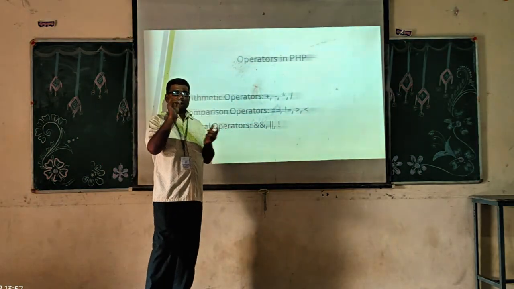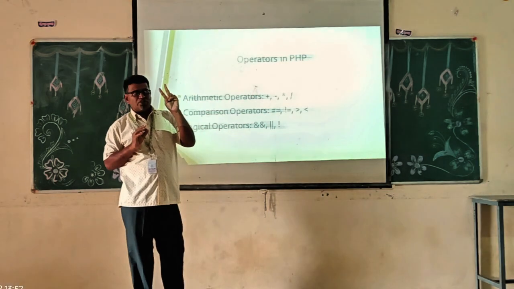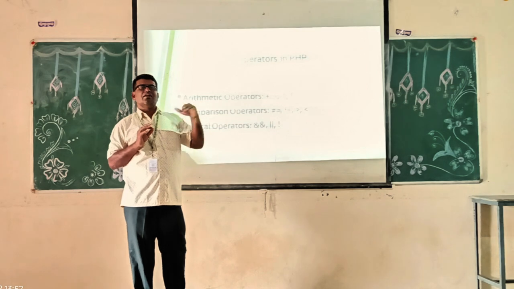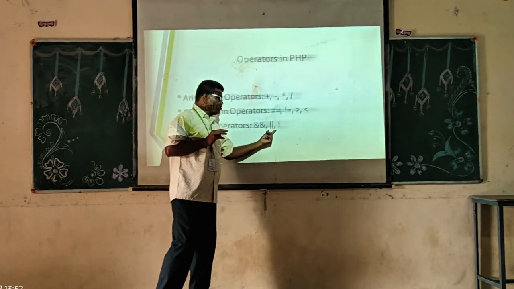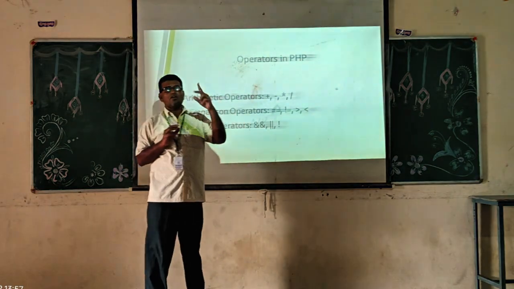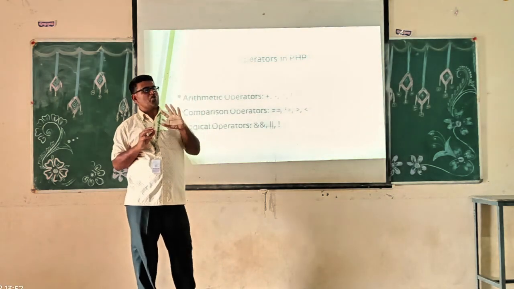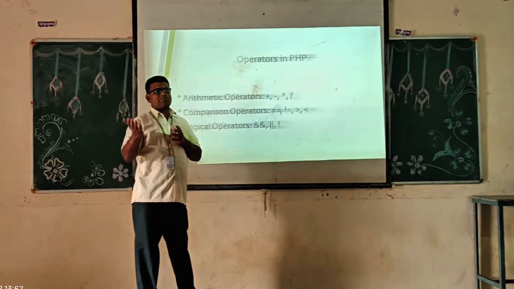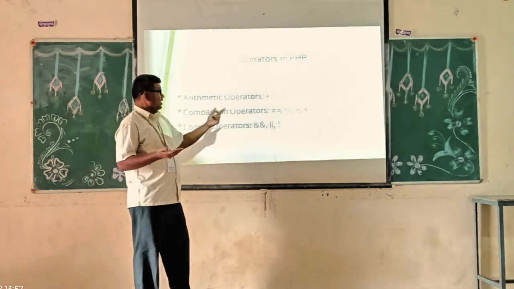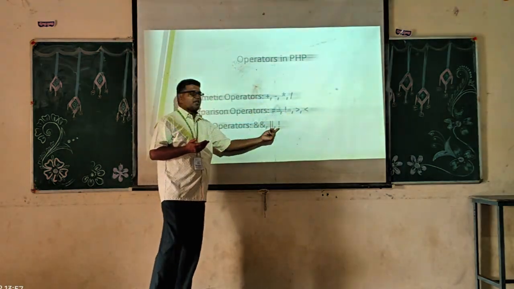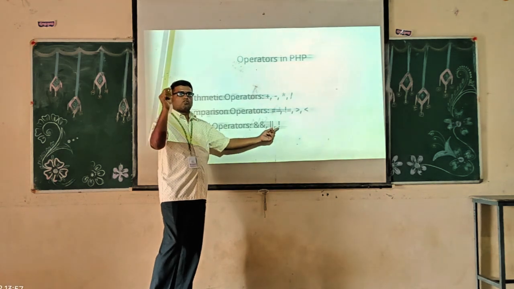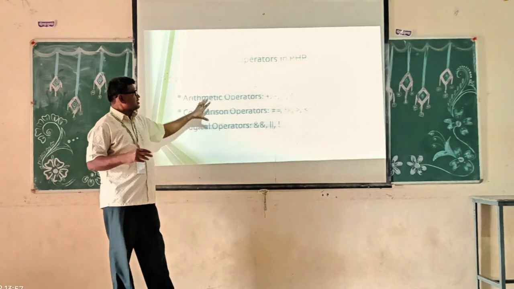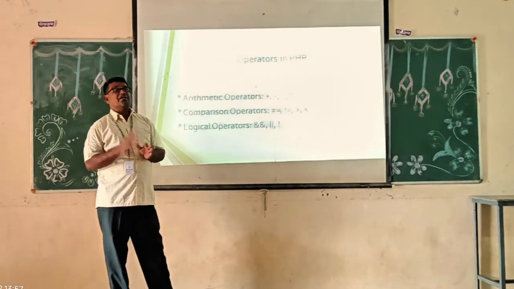So we are using the AND operator: only if both conditions are true, the program executes. Otherwise, it does not execute. Next one is OR. If any one is true, the statement will execute. And NOT: A not equal to B, as already told. A not B means A and B are equal. So these are the operators in PHP.